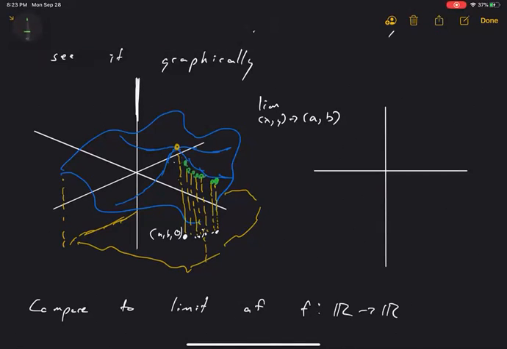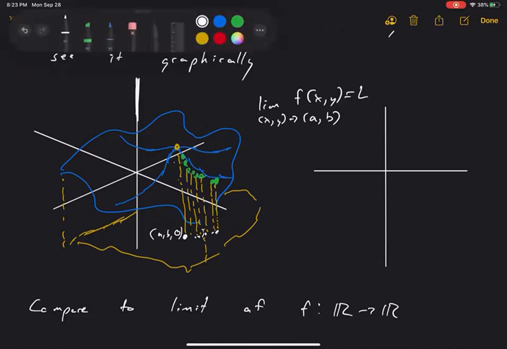So what's happening to these points as x and y get closer to a and b? Well, if the limit of f of x, y equals L, these z coordinates of my green dots should be getting closer and closer to this z value, L, right here. So that's one way to look at it.